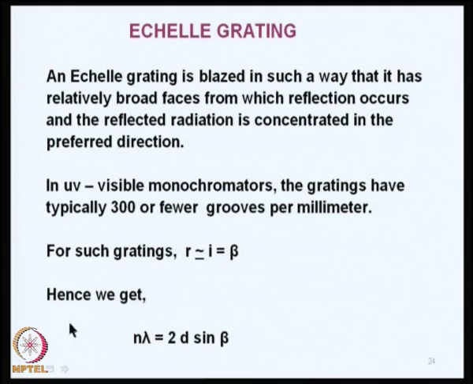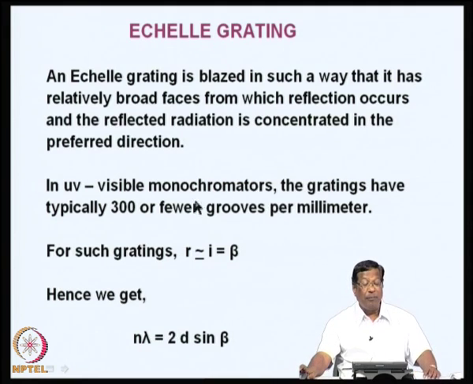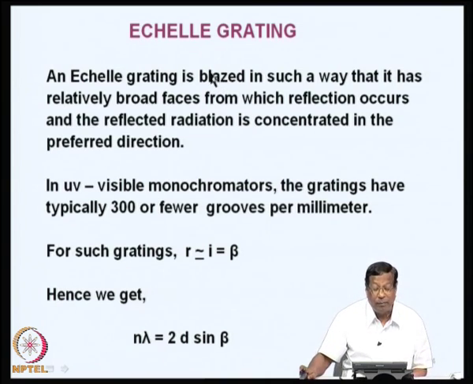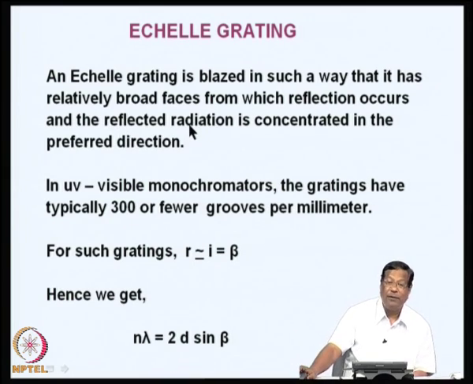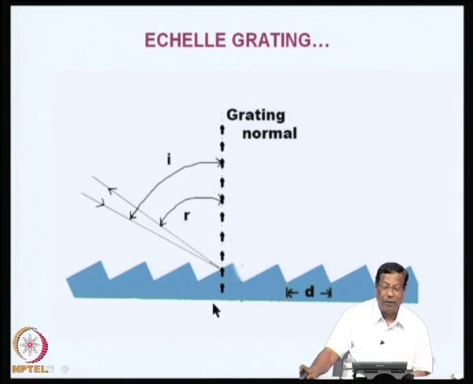Another thing that you come across is known as the echelle grating. An echelle grating is slightly different from holographic gratings, but it is blazed in such a way that it has relatively broad surfaces from which reflection occurs, and the reflected radiation is concentrated in the preferred direction. Basically, if you take a look at a grating, you have a broad face here and a small face here.